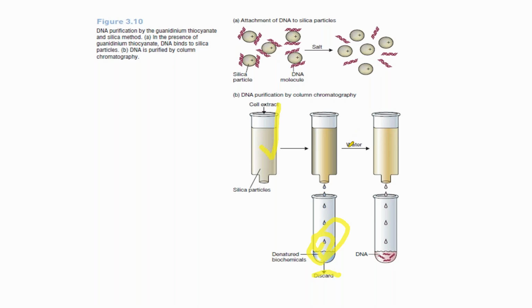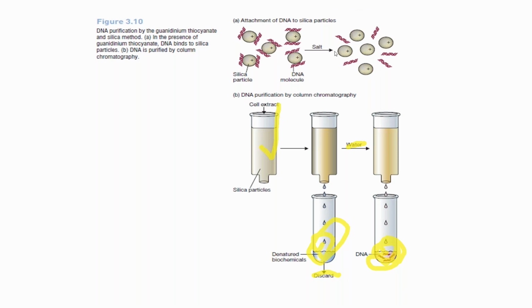Finally, we are adding water. Why are we adding water? The DNA is already bound with the silica in the column, so we have to remove the DNA by adding water. Water will destabilize the bond between DNA and silica, and we get clear DNA in the vial. So in addition to the other method, the addition of guanidinium thiocyanate is also recommended for the preparation of DNA extract.